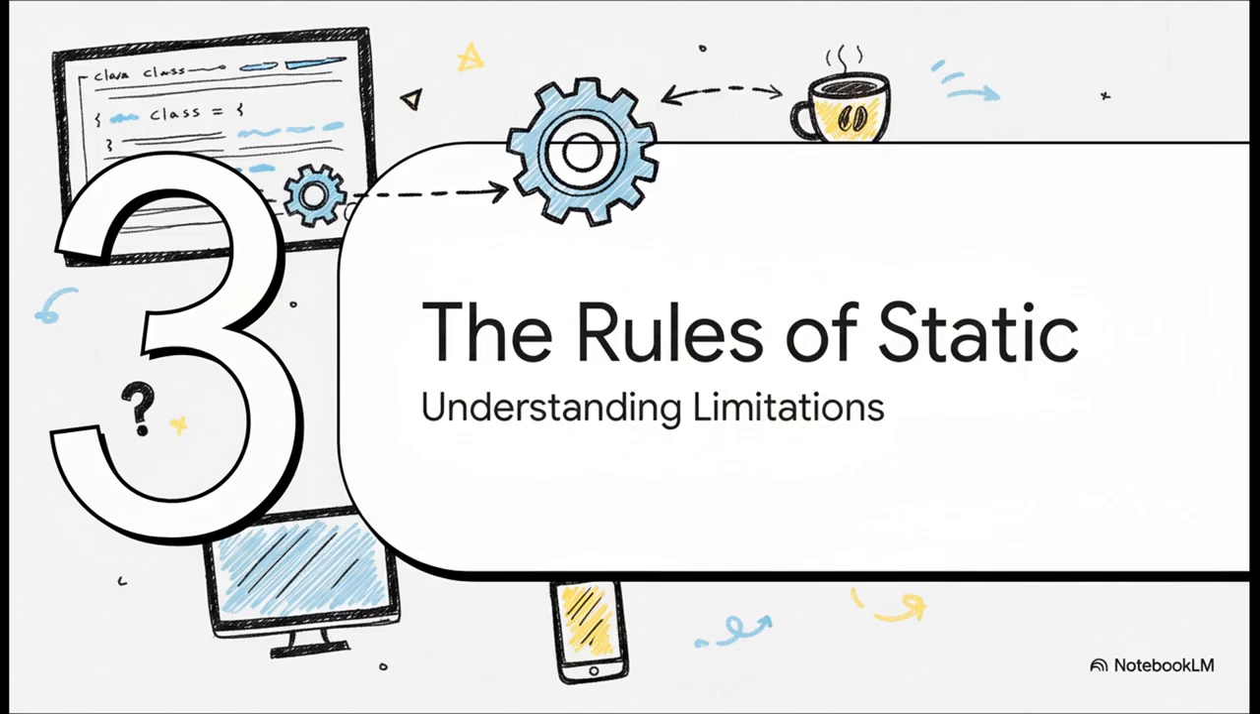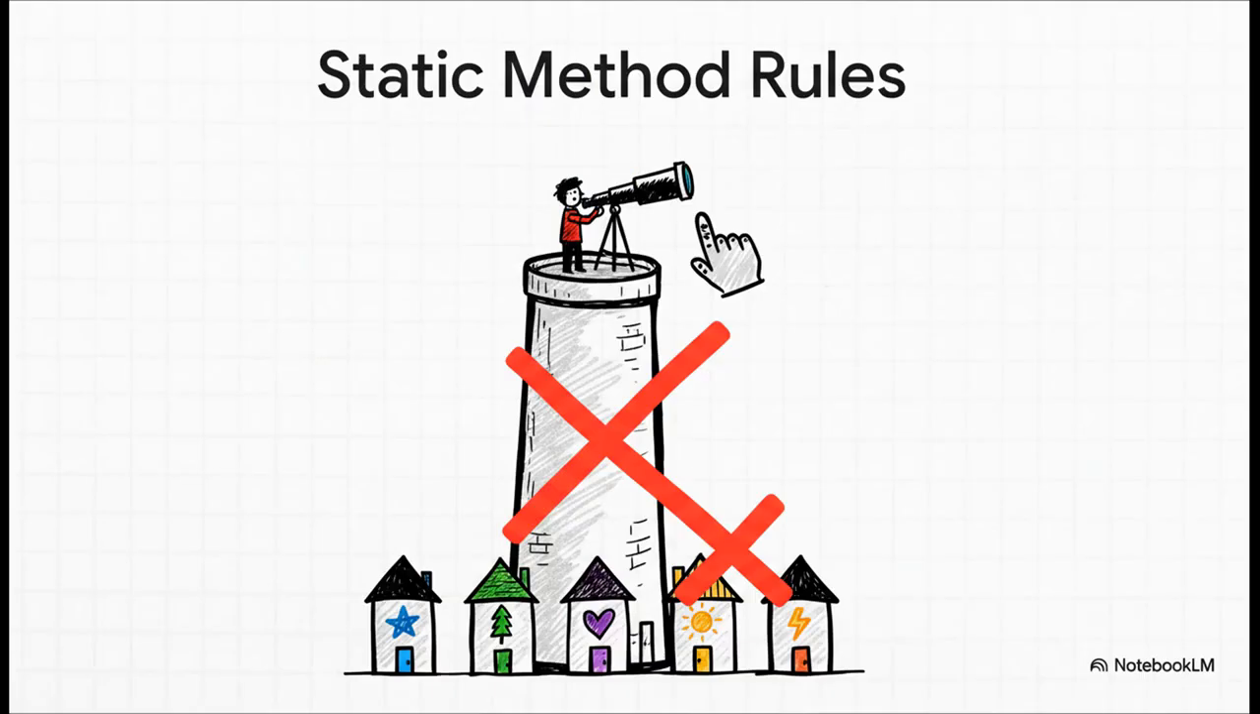There are some important rules, some limitations you have to know. And these aren't just random rules to make your life harder. They're there for a really good, logical reason. Let's go back to our blueprint analogy. A static method lives on the blueprint. It doesn't live inside any one specific house.